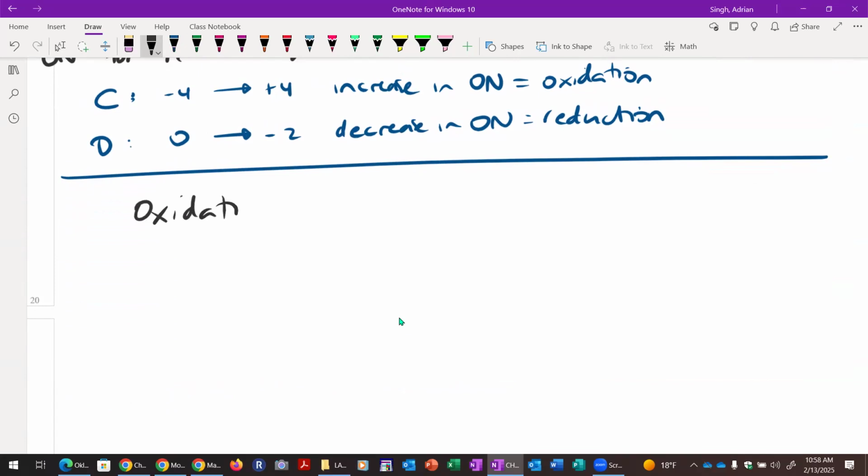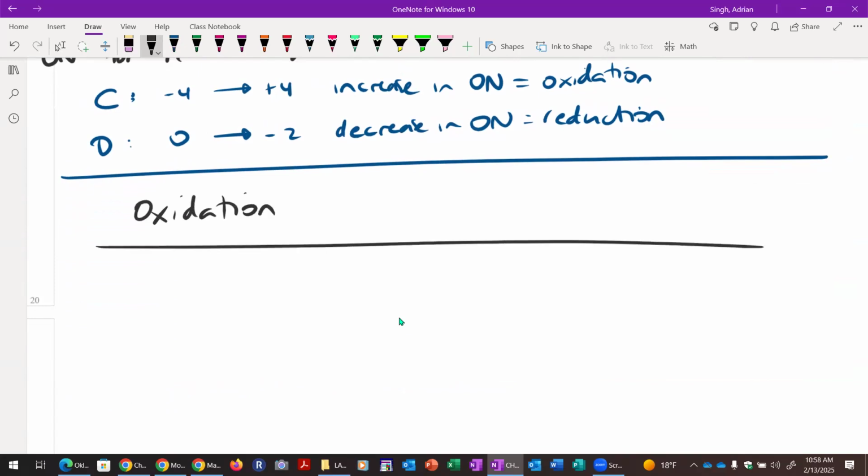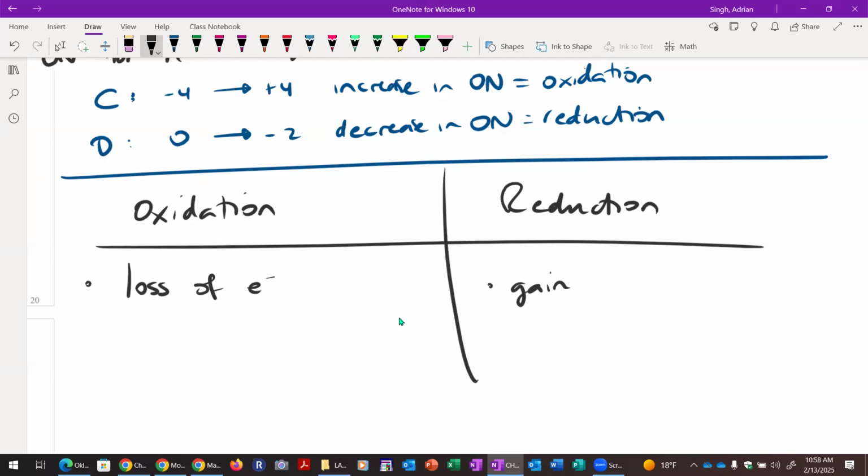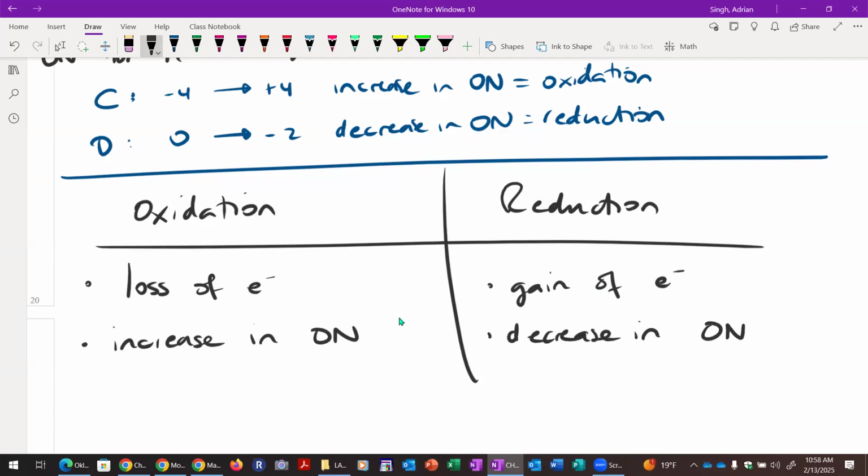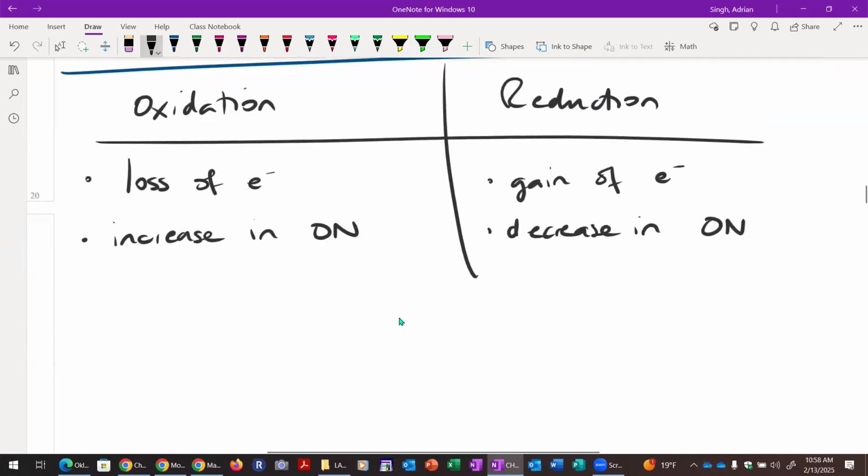So we know that oxidation, and we have our reduction. So we saw that oxidation is the loss of electrons. Reduction would be the gain of electrons. Oxidation is an increase in the oxidation number. Reduction is a decrease in the oxidation number.